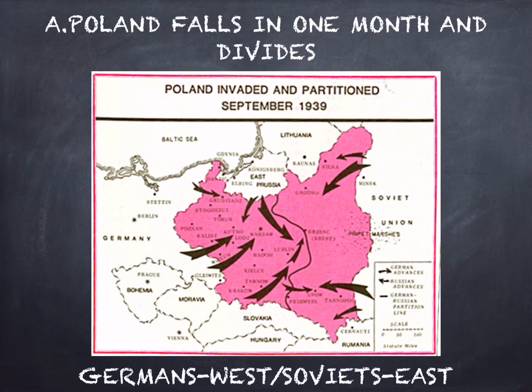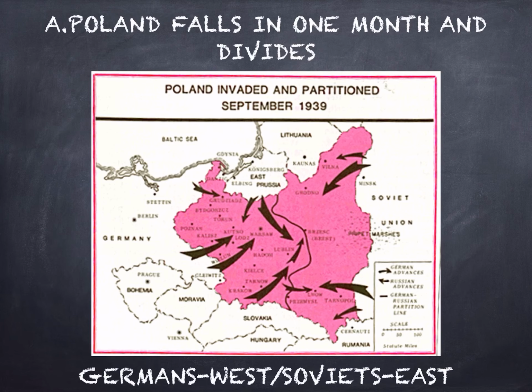Now, here's Poland, all right? So poor Poland. My Polish friends in the crowd, I'm so sorry. Poland fell in about a month, okay? And it's going to divide. So according to the Nazi-Soviet pact, remember, there was going to be a line. So you can see the line, and you can see the German arrows moving from Germany into Poland, and then you can see the Soviets moving into Poland. Now, the Germans obviously were going to take the west, and the Soviets were going to take the east.